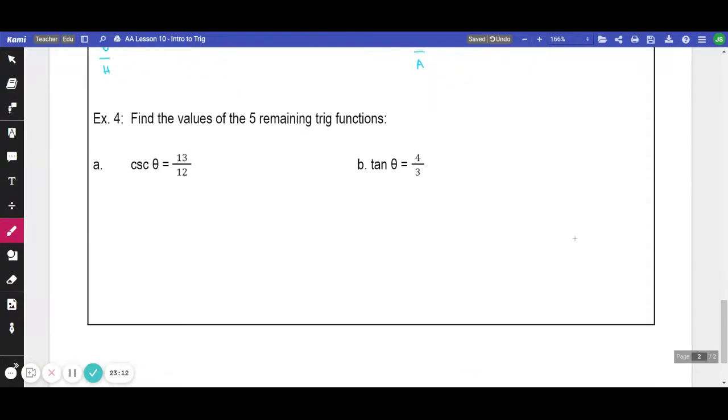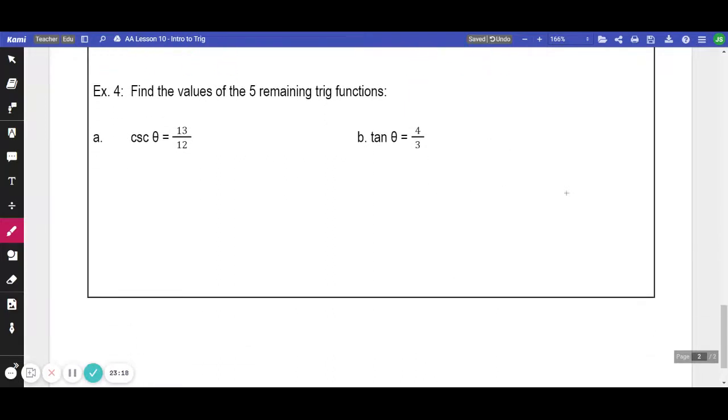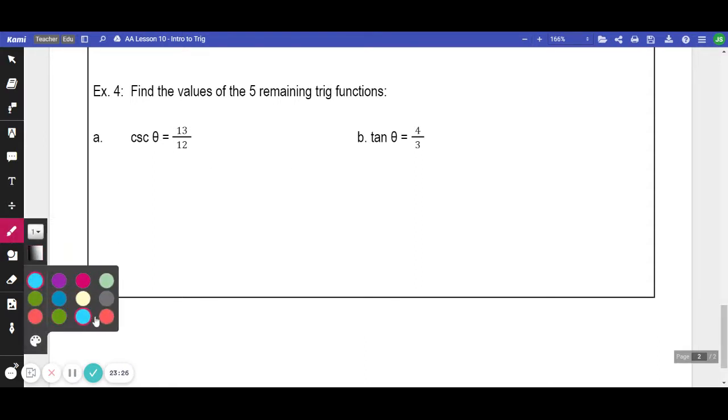The last example, example 4. Example 4 is very similar to this. There's just one little spin in that I gave you the same information, just in another different way yet again. So I'm going to draw a right triangle because we always draw a right triangle to start.